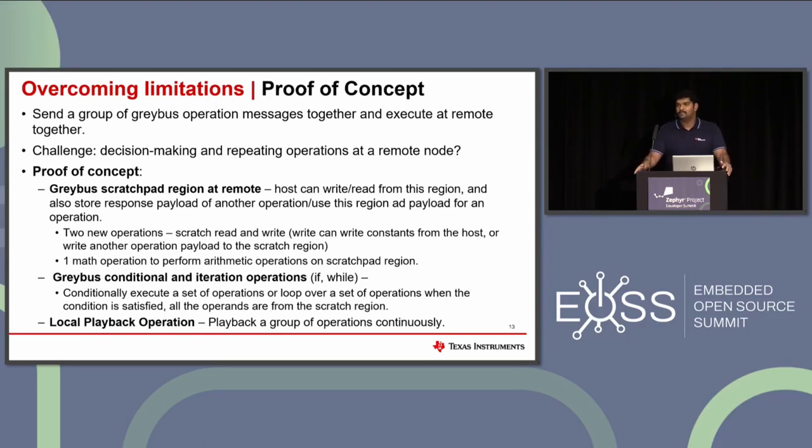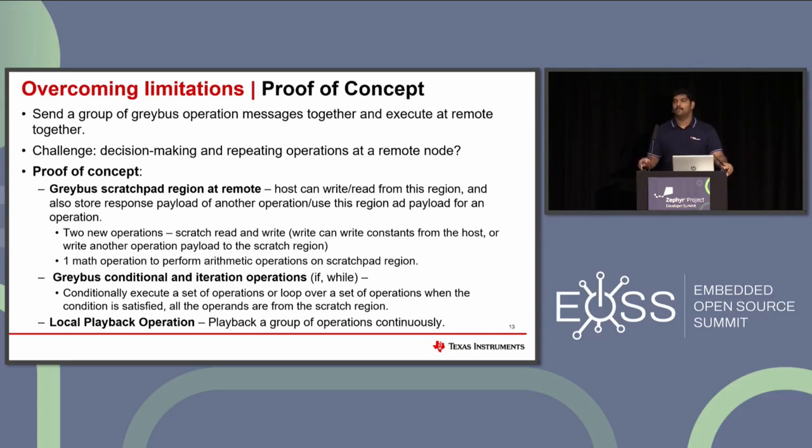But this kind of approach is not useful in most cases because you need to have some decision-making capability at your remote node. So what I have added is some allocated scratchpad kind of registers, which can be considered as temporary variables, a temporary memory region, where the host can write constants, read back the values, and also perform arithmetic operations on this scratchpad. So all these are new Greybus operations I added. You can use this as a temporary holding register variable: read, write, and also perform arithmetic. You can do a few more things.